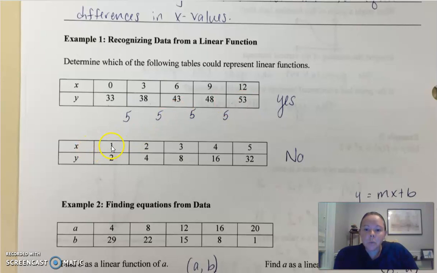Now, for the next one, check your x's, going up by 1s each time, we're good to go. Now look at your y's. You increase by 2, but then you increase by 4, and you increase by 8. Now there's a really nice pattern, but it's not linear. It needs to be the same number you're adding or subtracting each time.